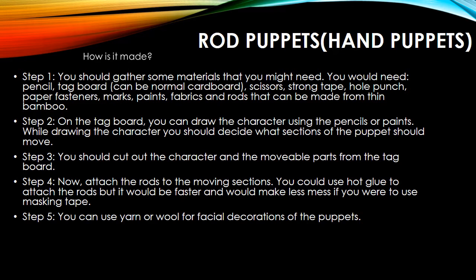Now attach the rods to the moving sections. You can use hot glue to attach the rods, but it would be faster and less messy if you used masking tape. You can use yarn, wool, or any type of fabric for facial decorations of the puppet.